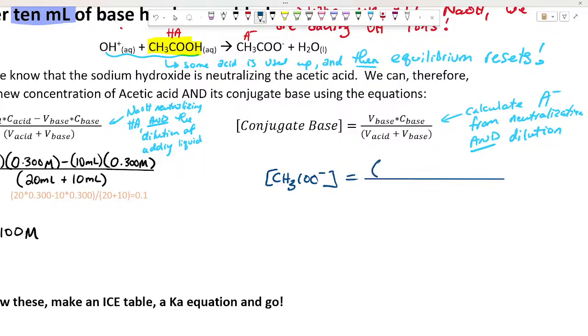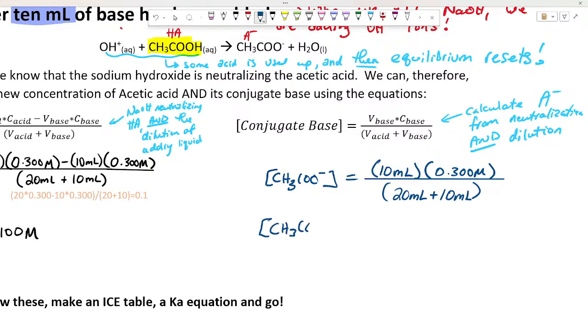What volume of base did we add? We added 10 mils of base. How strong was that base we added? 0.300 molar. And we have to dilute that to the total concentration of the solution. How much acid did we start with? We started with 20 mils. How much base did we add? 10 milliliters. Cool.